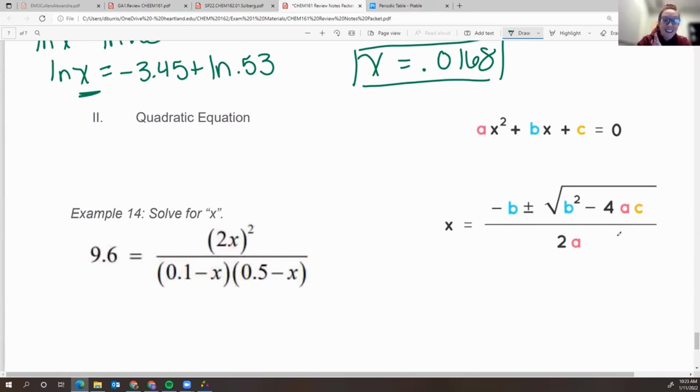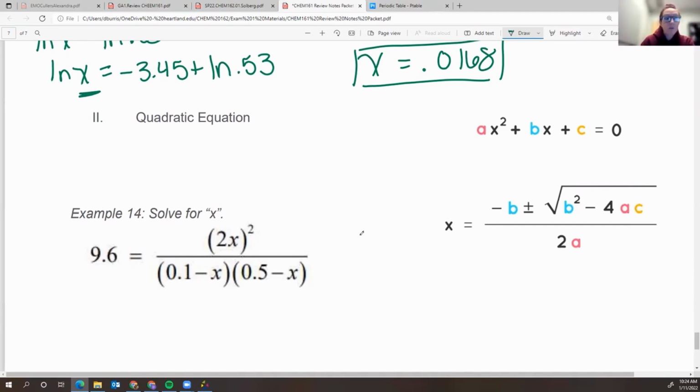Now, if you have a TI-89, you're just going to be able to hit solve for x, and you're not going to have to do the quadratic equation. However, if you don't have a TI-89, you have to be able to solve for x using the quadratic equation. So when do you have to use the quadratic equation? Well, when you have something like this, and I say solve for x.